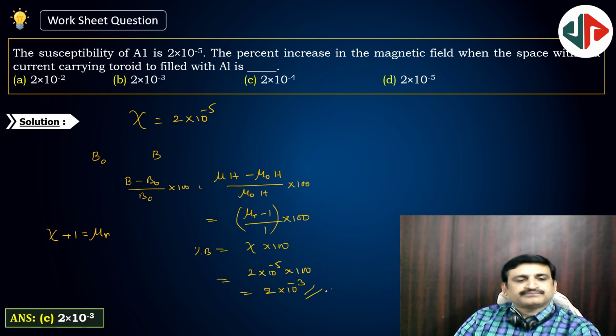Here I think you need one more step. H gets cancelled, everybody easily understood. So if I take mu naught common, this is (mu minus mu naught) whole by mu naught into 100.